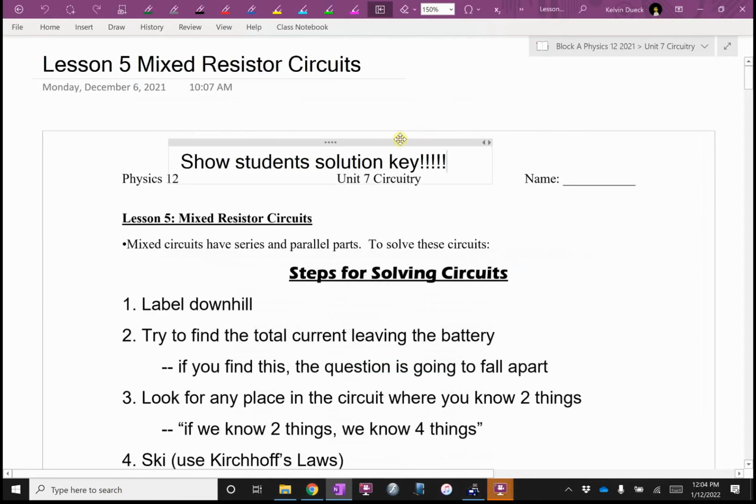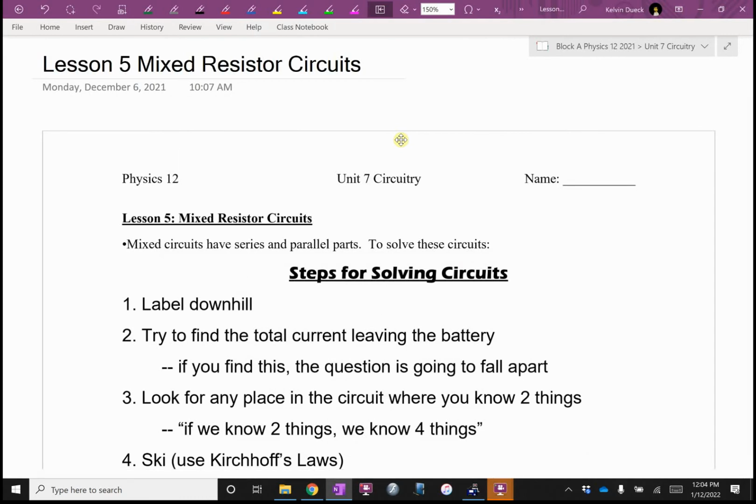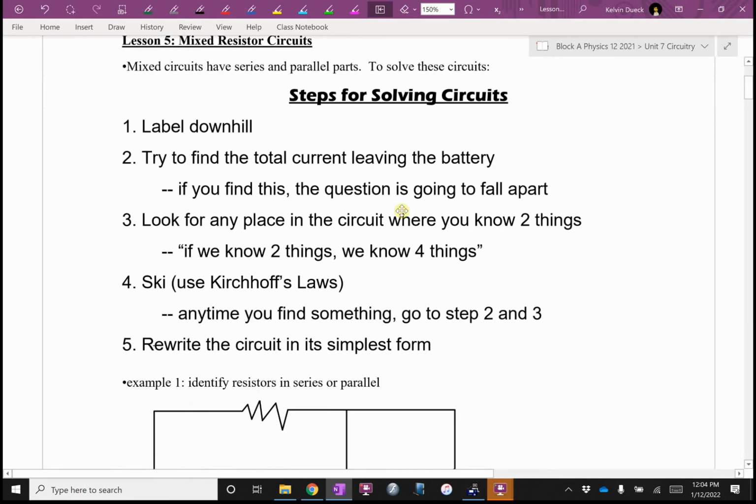Let's put everything together. Solving circuits. Mixed resistor circuits. What are mixed circuits? They have both series and parallel parts. To solve these circuits, first thing I always do is label downhill. Of course I do. It lets me write something down. It's a bit of a no-brainer. Then I try to find the total current leaving the battery. If I can find the total current, trust me, the question's going to fall apart. Then I go, okay, now it's just a matter of being meticulous.